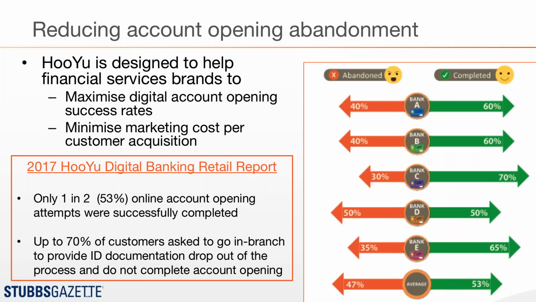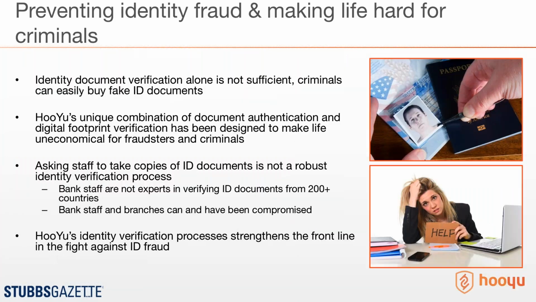And of course, between Stubbs and ourselves, it's our job to prevent identity fraud and make life hard for the criminals. Criminals can go off and buy copies of fake identity documents, and at the same time, the staff that work in credit unions and banks, they're not experts in verifying a Bulgarian driving license or a Polish ID card or a French passport, and so on and so forth. So what HooYu and Stubbs have done is to really strengthen the front line in the fight against identity fraud.